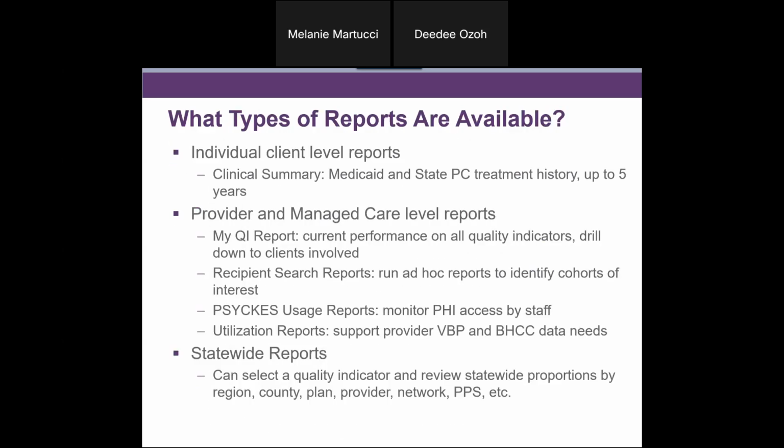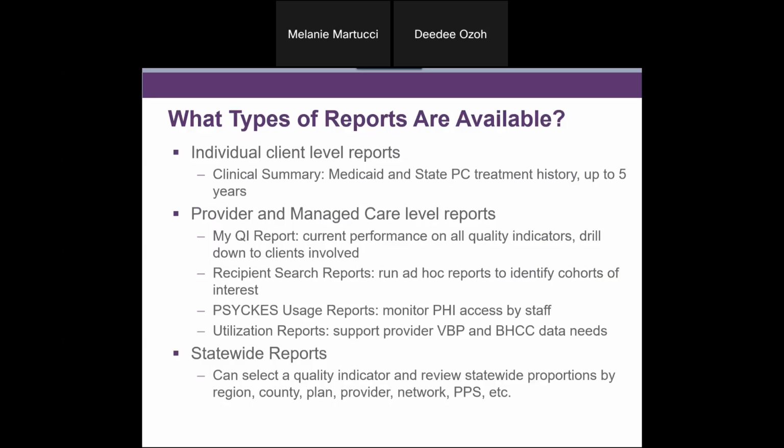So that information is provided in certain reports in PSYCKES, and we do have 3 different types of reports. The first is the individual client level reports, and that is called the clinical summary. And this is where that Medicaid and state PC treatment history is provided up to 5 years. And then the second kind of reports are provider and managed care level reports. And within those, we have the MyQI report.